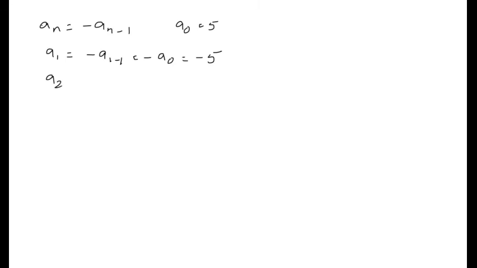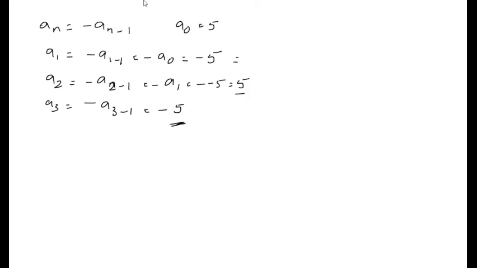And a_2 equal to minus a_{2-1}. So it is minus a_1, and that is minus of minus 5, so it is 5. And a_3 equal to minus a_{3-1}, that is minus a_2. a_2 is 5, so it is minus 5. By seeing this, what you can understand: it is minus 5, here it is 5, and here it is minus 5.